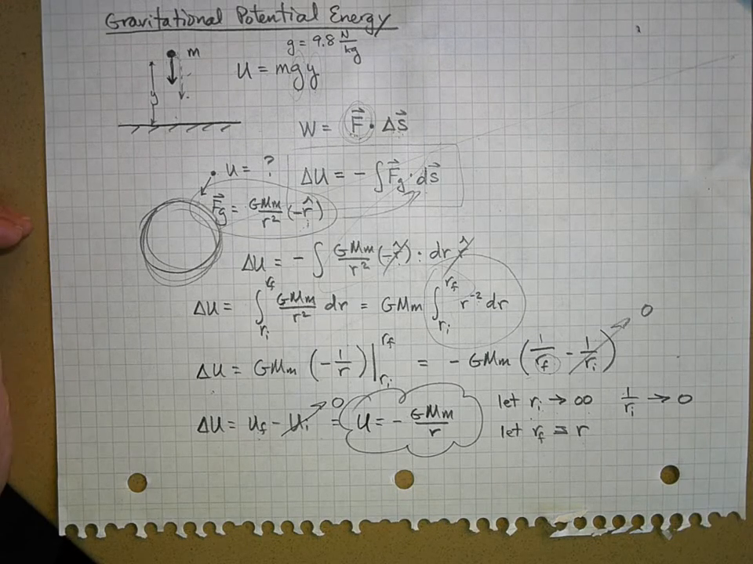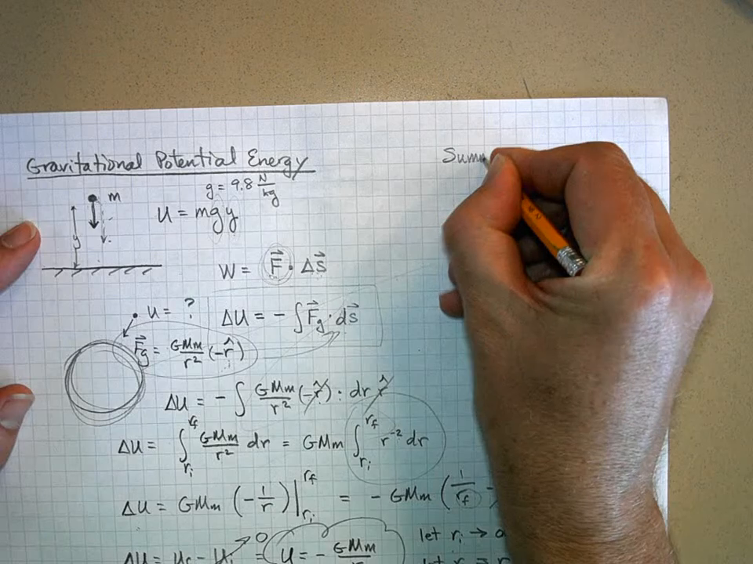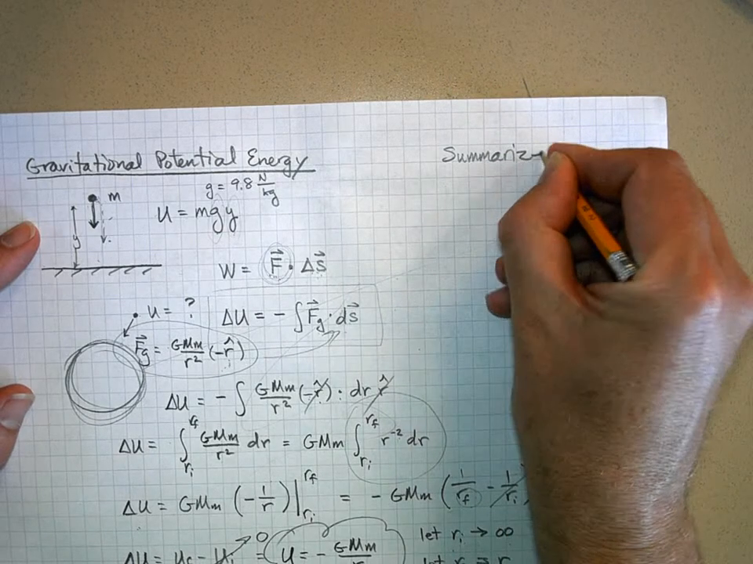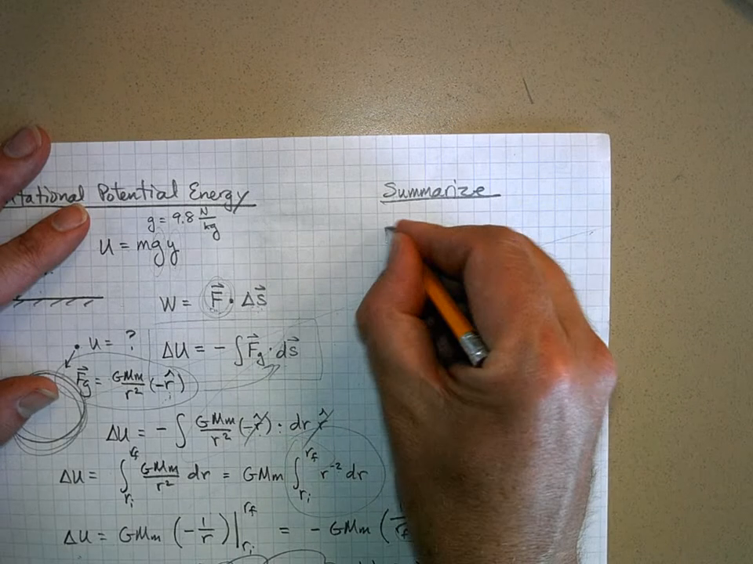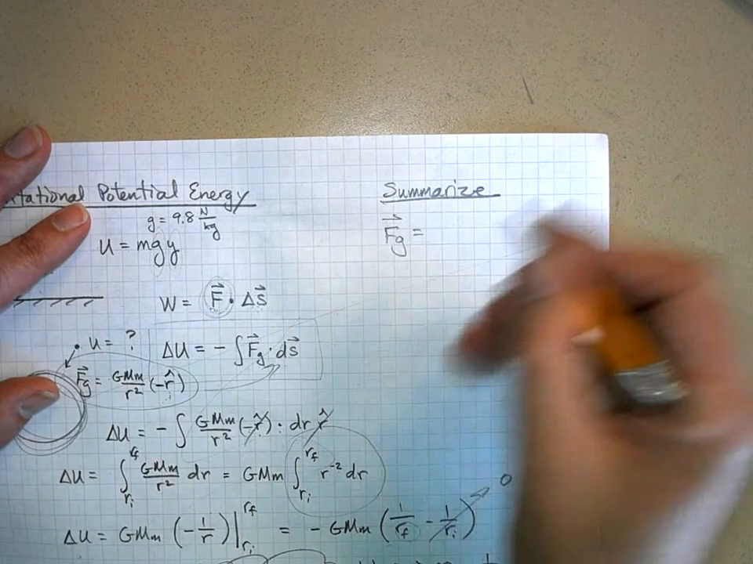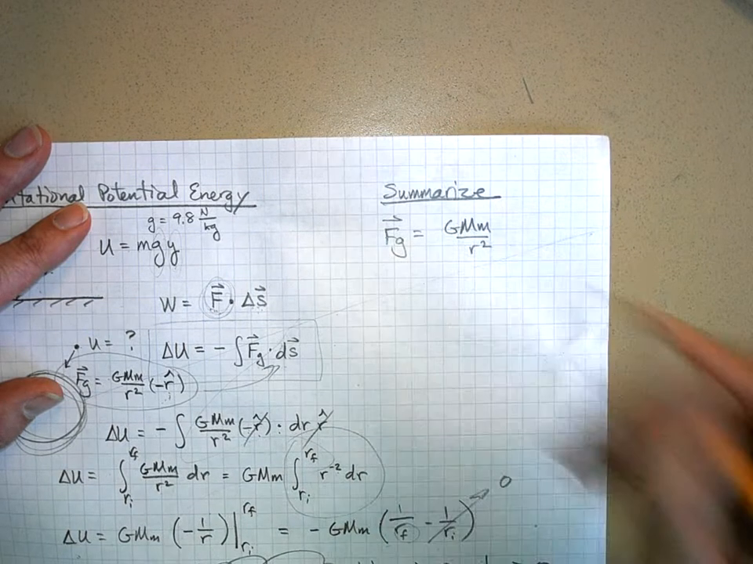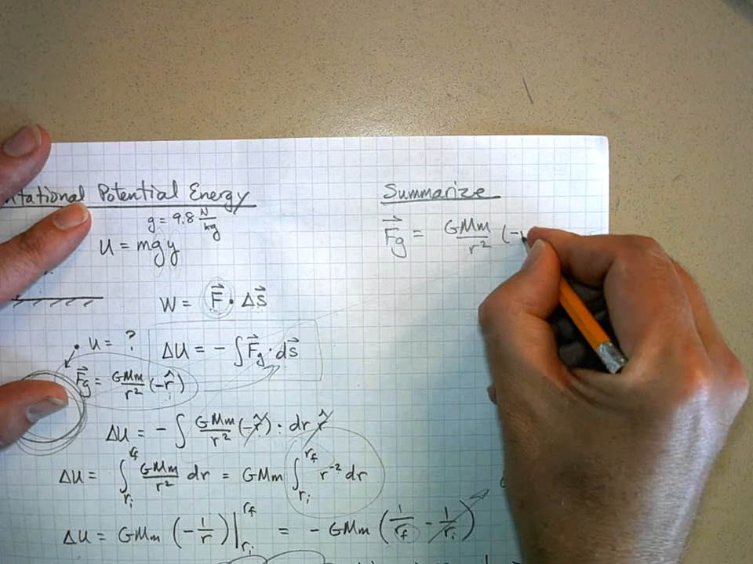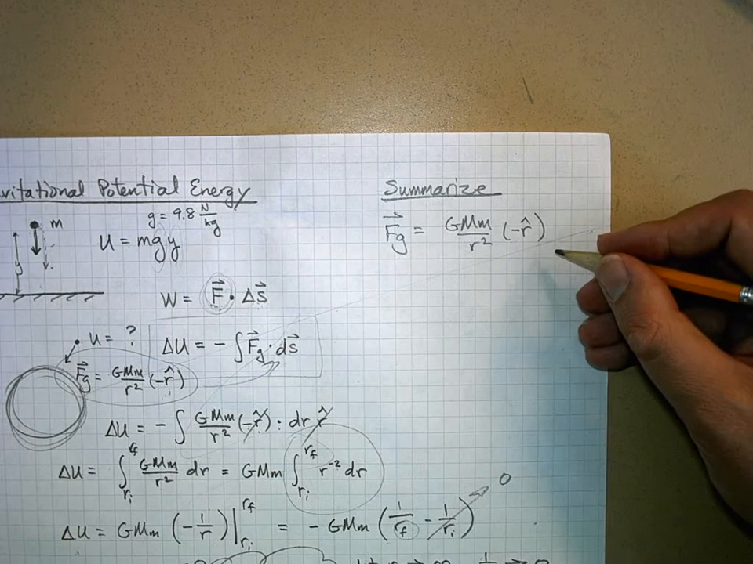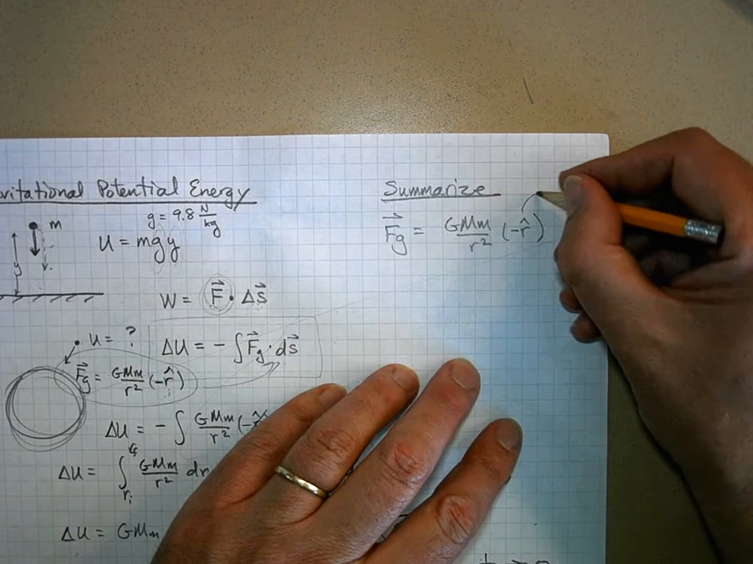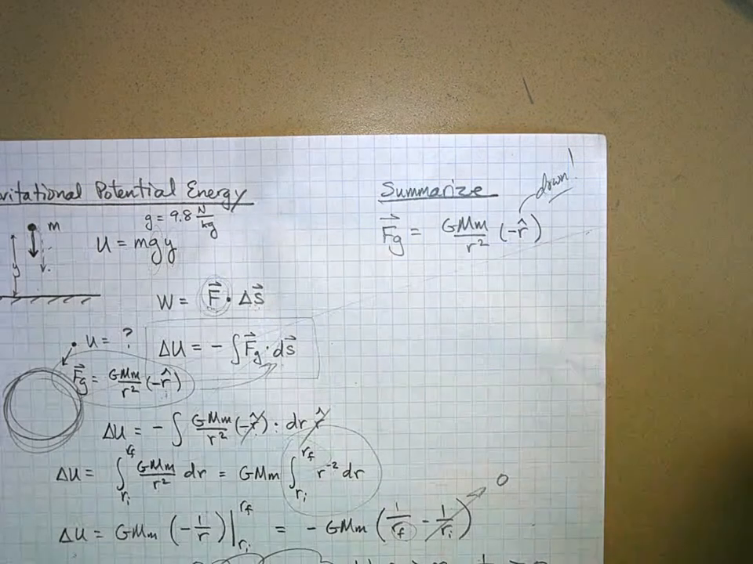So to summarize, let me just do it right here. What did we talk about so far today? Well, we know that the force of gravity is equal to GMm over r squared, in the negative r hat direction. What does that negative r hat direction mean? Down. That's a fancy way of saying down. That's all. It doesn't add any value or anything.